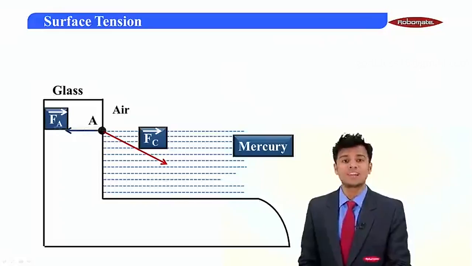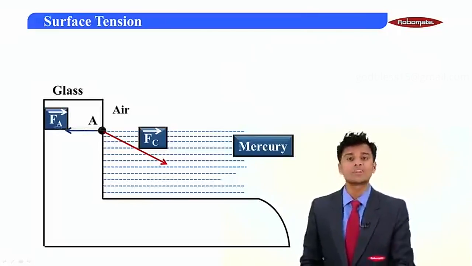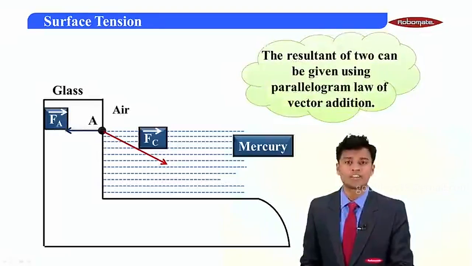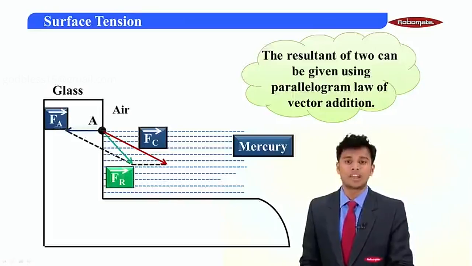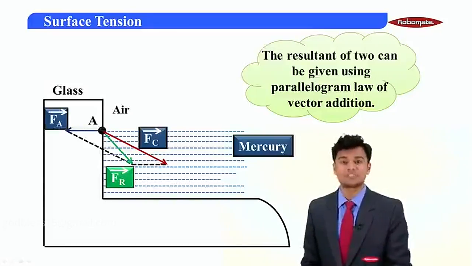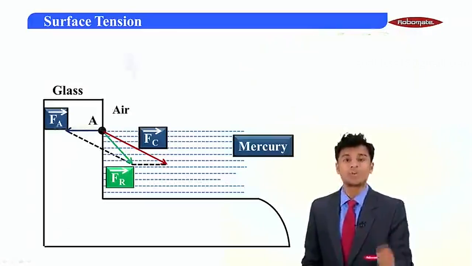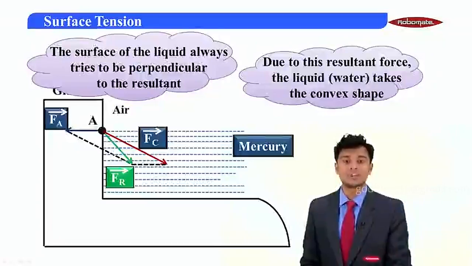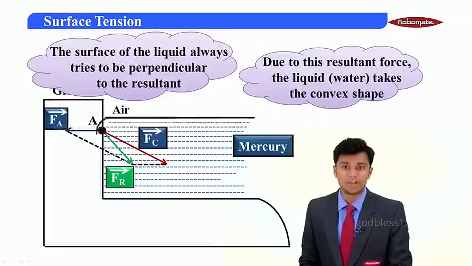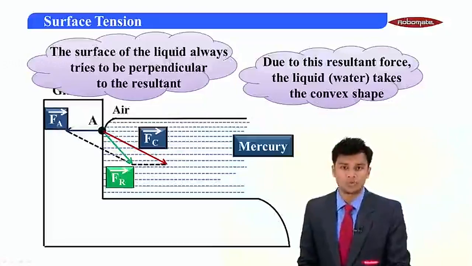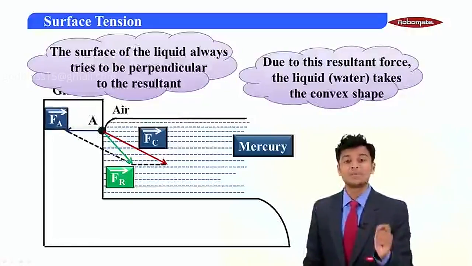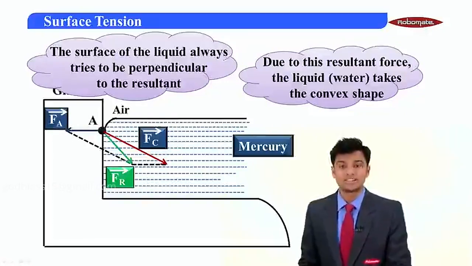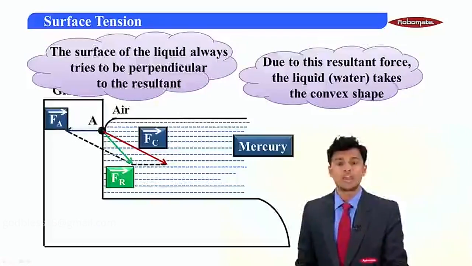Again, molecule A is acted upon by two forces simultaneously, and the resultant of the two forces is given by the parallelogram law of vector addition. So I again complete a parallelogram, and this time the resultant is along the diagonal. If I observe the diagonal, the resultant of Fa bar and Fc bar is inside the liquid. As I know that the shape of the liquid surface is always perpendicular to the resultant, this time the surface takes a convex downward shape. So the liquid would be something as shown. If you look at the meniscus, the meniscus is bent vertically downwards. That is, the meniscus is perpendicular to Fr bar.